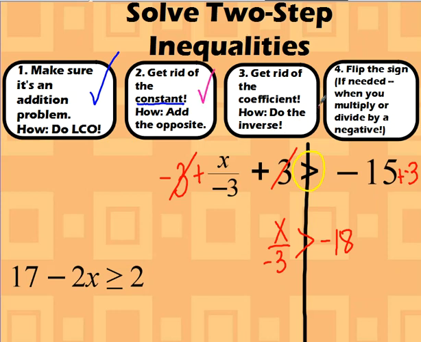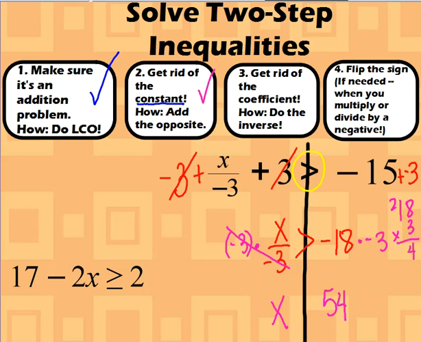Get rid of the coefficient by doing the inverse. Well, the variable is being divided by negative 3, so the inverse would be to multiply by negative 3. Whatever I do to one side, I do to the other. So these cancel. I'm left with x, and then I need to do some little scratch work here. 18 times 3, 3 times 8 is 24. That's 3, 4, 5. So I get 54. And negative times a negative is a positive.